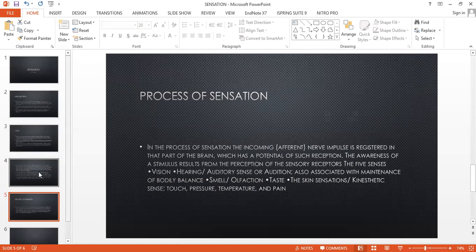In the process of sensation, the incoming afferent nerve impulse is registered in the part of the brain which has the potential of such reception. The awareness of a stimulus results from the perception of the sensory receptors. The five senses: vision, hearing, the auditory sense or audition, also associated with maintenance of bodily balance, smell or olfaction, taste, and the skin sensations, the kinesthetic sense, touch, pressure, temperature. These are all things associated with the process of sensation.